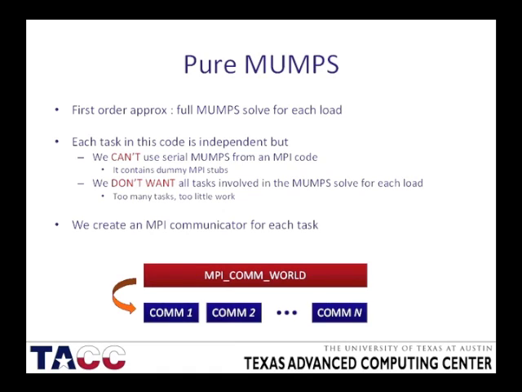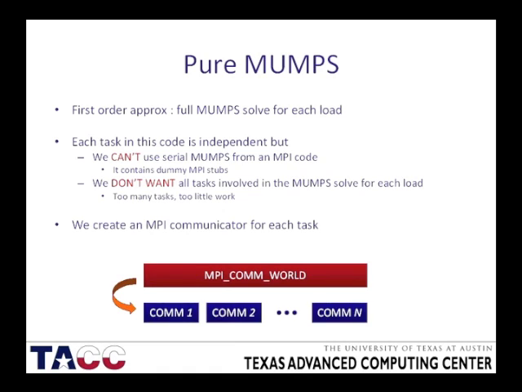On the other hand, we don't want all the tasks involved in the MUMPS solve, because the matrices that we're going to solve are too small to involve the 320, 640, 1080 task jobs that Lorraine usually runs. I mean, we might be able to use efficiently a few, but not 300.